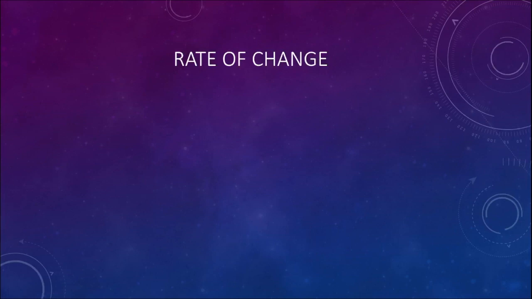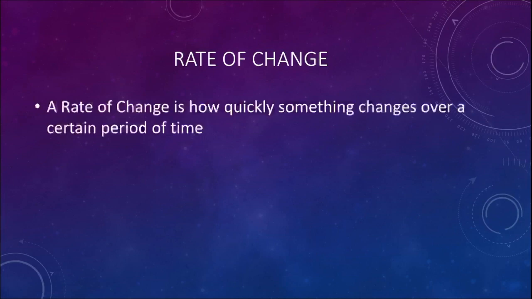A rate of change is how quickly something changes over a certain period of time. This tells you, per unit of time, how much does it change. A higher rate of change tells you that something is changing more quickly, whereas a lower rate of change tells you it is changing slower. A zero rate of change tells you it is not changing at all.